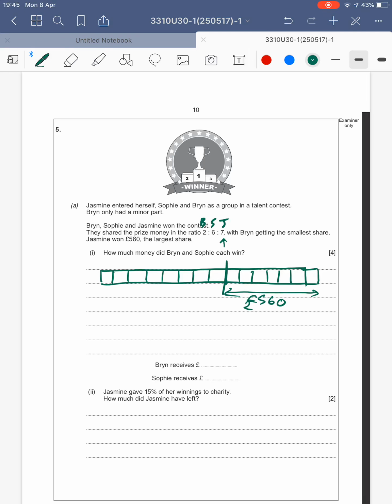So we can work out what each box is by doing 560 divided by 7. 7 goes into 5, 0 remainder 5. 7 goes into 56, 8. 7 goes into 0, 0. So it's basically each box is worth £80.